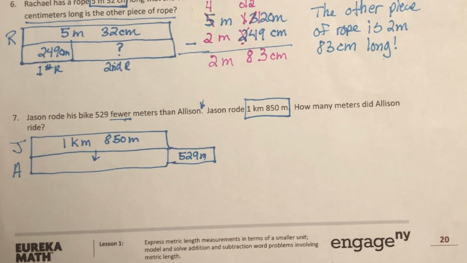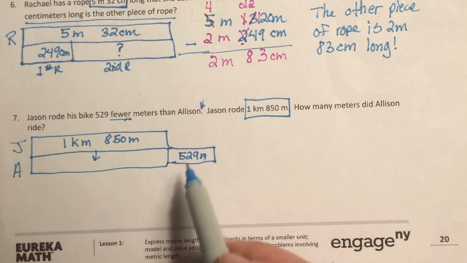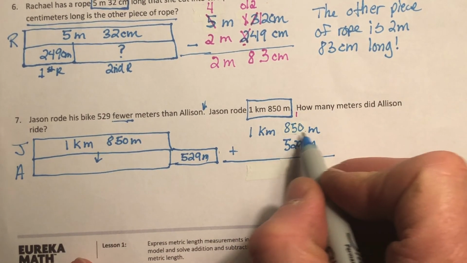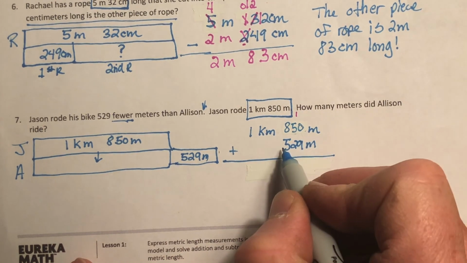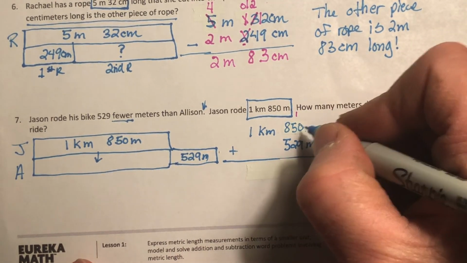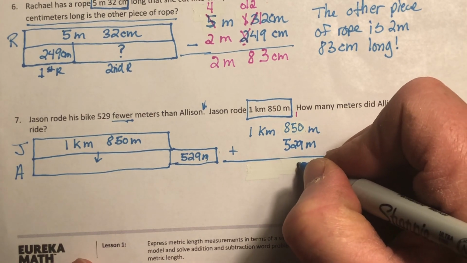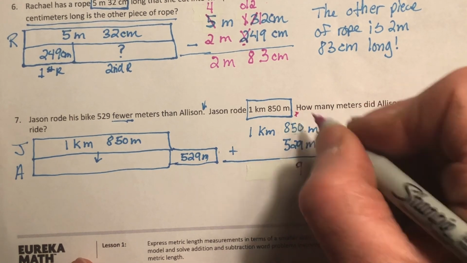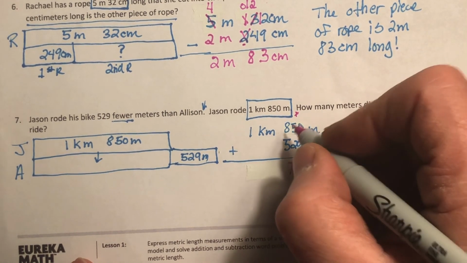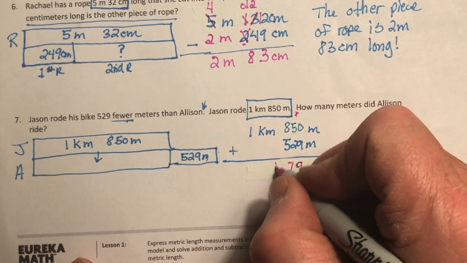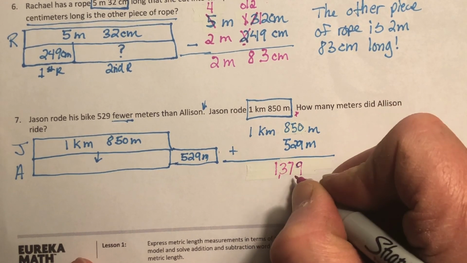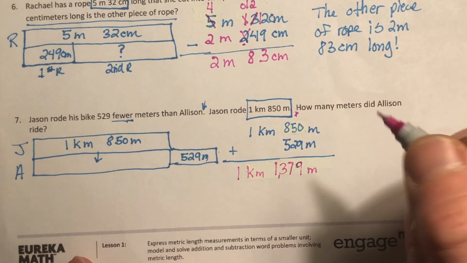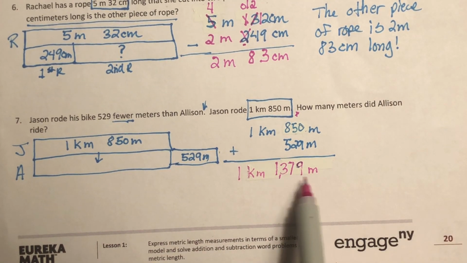Okay. So how many meters did Allison ride? So I'm going to add this 529 to this. Let's try this again. So I've got 1 kilometer, 850 meters plus 529 meters. So let's add these up. 0 plus 9 is 9. Oh, let me change my colors here. 5 plus 2 is 7. 8 plus 5 is 13. So it's 1,379 meters and then 1 kilometer. Okay, so I got 1 kilometer, 1,379 meters.